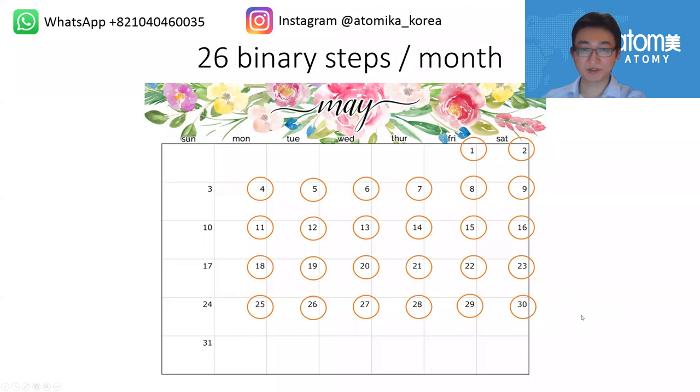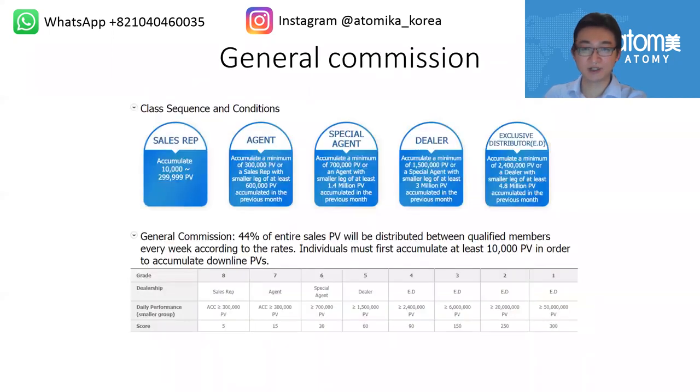So binary steps are one of the main sources of income. And how much money can you earn via binary steps? Let's take a look at this screen again. And you can see that there are 5 levels of distribution in Atomy. So you can become a sales rep, an agent, a special agent, a dealer, and an exclusive distributor. So how much money can each person earn?